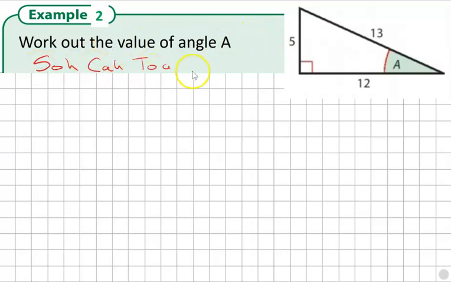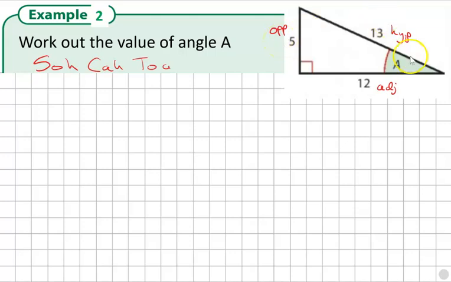So we're going to write out our formula SOHCAHTOA. Then we label our triangle. So the hypotenuse is the longest side, so that's 13. The opposite is always opposite the angle. So there's angle A, so that must be opposite, so 5 is the opposite. And the third side is adjacent to the angle, so that's the 12.